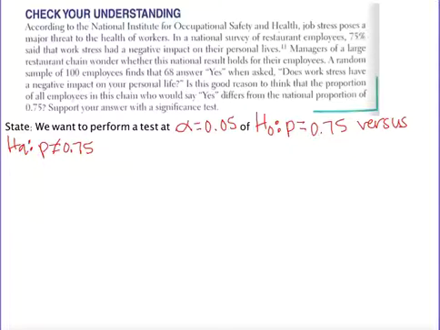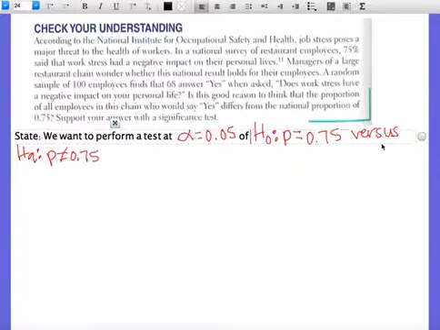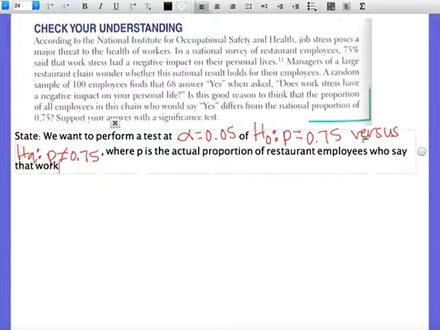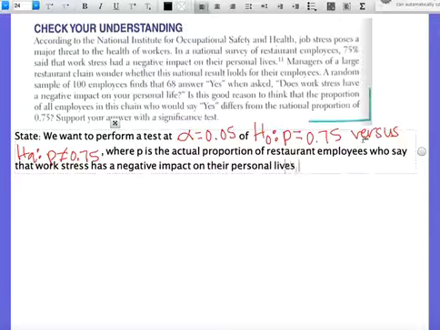So then you need to tell about what is P, where P is the actual proportion of restaurant employees to say that work stress has a negative impact on their personal lives.